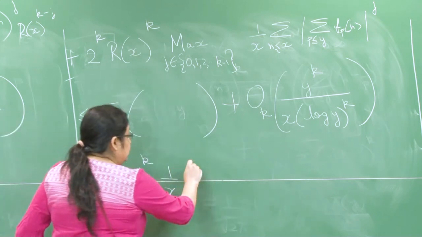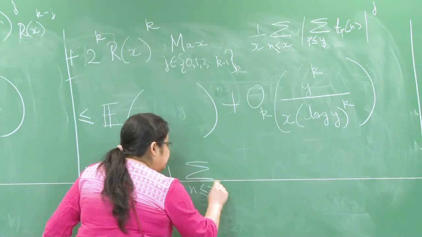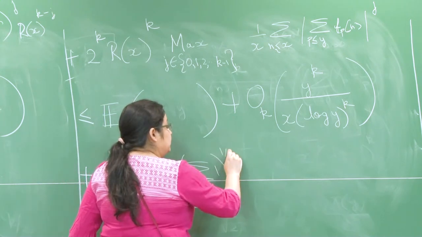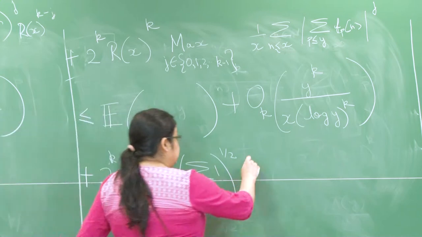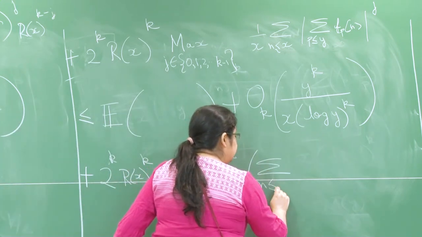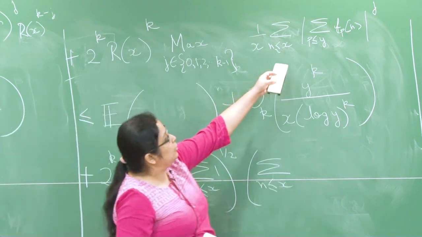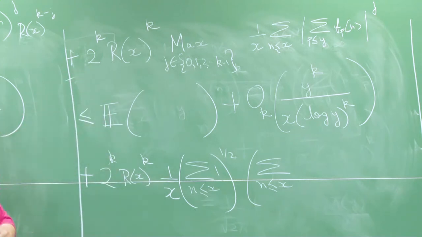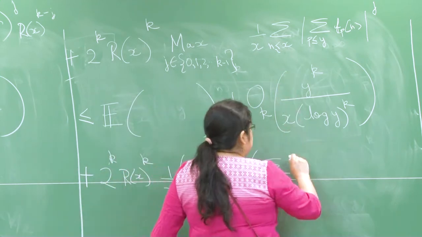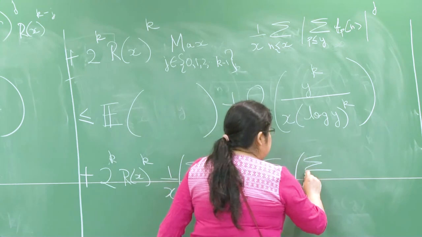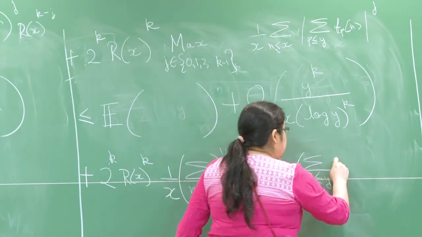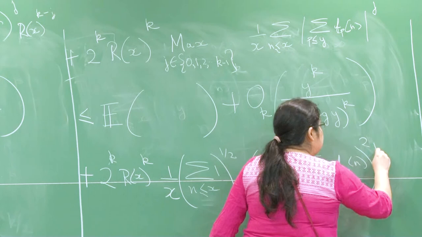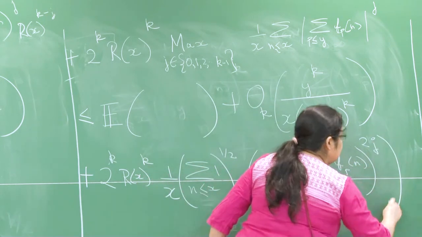If you apply the Cauchy-Schwarz inequality to 1 times g of n as n runs over x, first you take the sum over n less than or equal to x of 1 squared, which is just 1, raised to the half, and then you have the other sum, the summation over n less than or equal to x of the square of this quantity. Whether you take the square of the absolute value or the square of something, it is the same; these are all real numbers. So, what do you have? The summation over p less than or equal to y of f sub p of n raised to the power 2j, and this whole thing raised to the half.